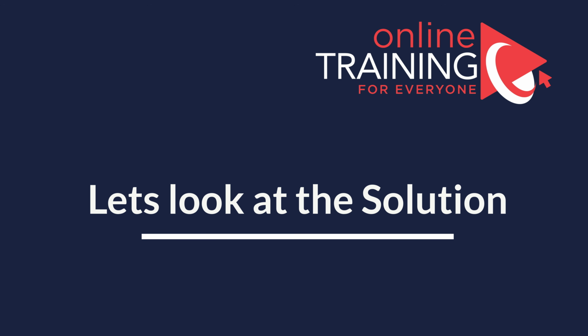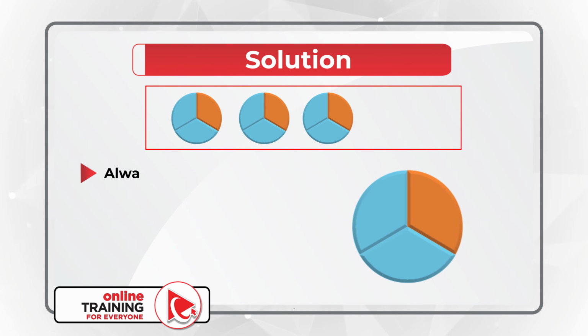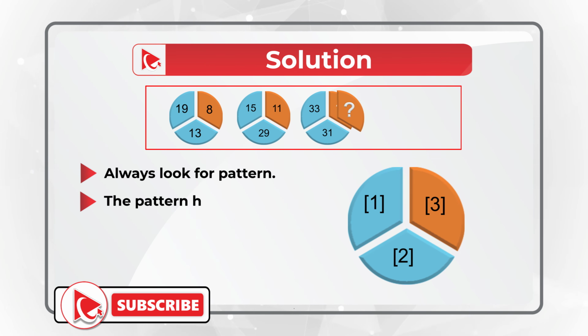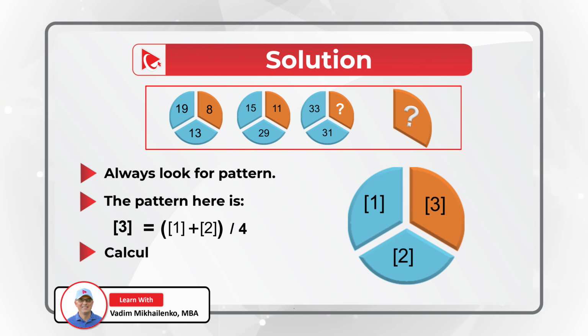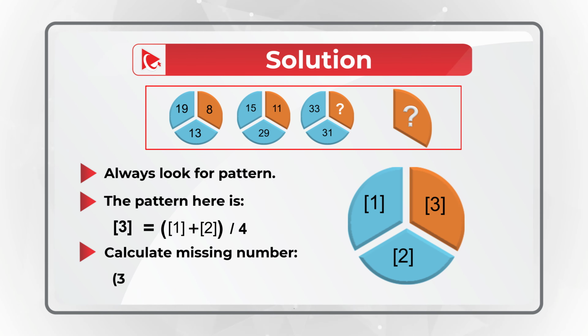You're probably tired hearing this, and I'm tired repeating it, but you need to always look for patterns to solve these types of problems. And the pattern here is that section 3 of the circle is calculated as sections 1 plus 2 divided by 4. So to calculate the missing number, you need to add 33 plus 31 and then divide the sum by 4, and you will get to the result, which would be 16.